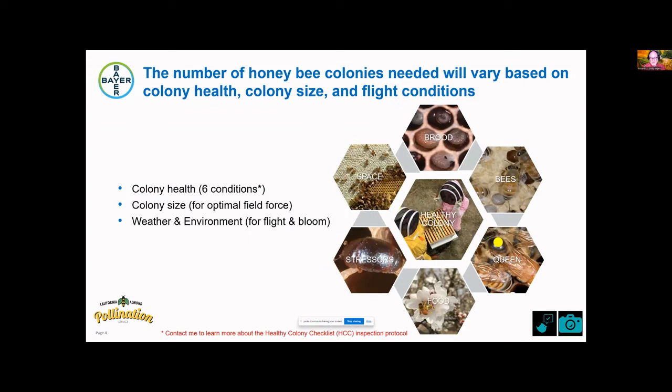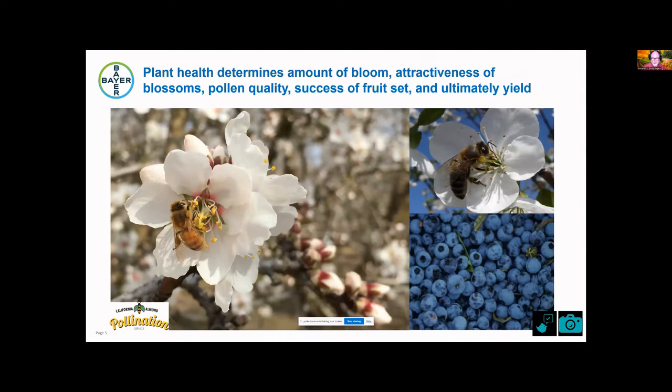Honeybees are the primary commercial pollinator of crops. Therefore, they are an important component of insect pollinated crop production. However, it is important to use honeybee colonies that are healthy and of sufficient strength or size to optimize the number of forager bees. Another important component is plant health, because plant health impacts the abundance of bloom, attractiveness of blossoms, quality of pollen, success of fruit set, and ultimately yield.